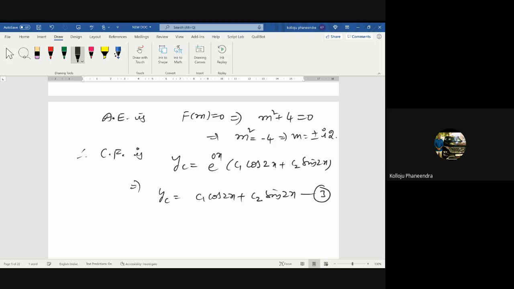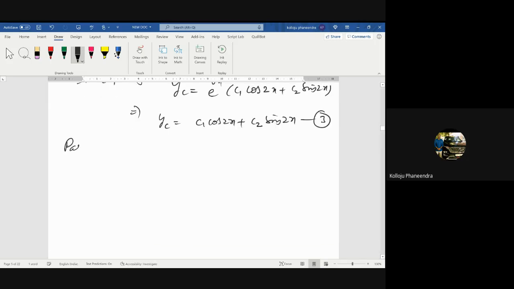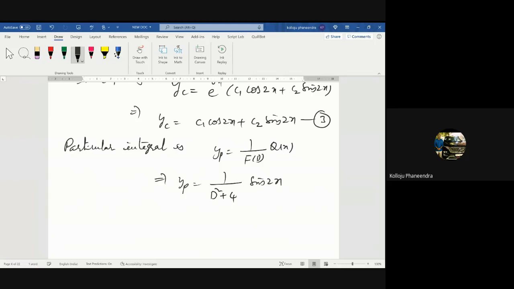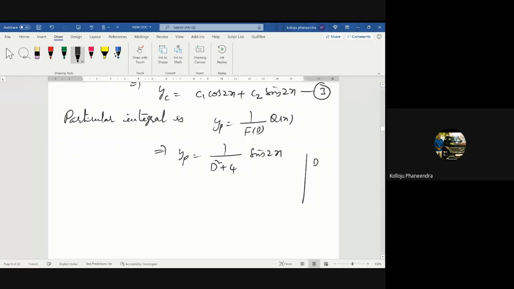Equation 3. Next, the particular integral is yp equal to 1 by f of d into q of x. That is yp equal to 1 by d square plus 4 into what I have taken, sine 2x. Done. Now what is this? Replace d square by minus m square. So minus 2 square, that is minus 4. If I replace that, minus 4 plus 4 sine 2x.